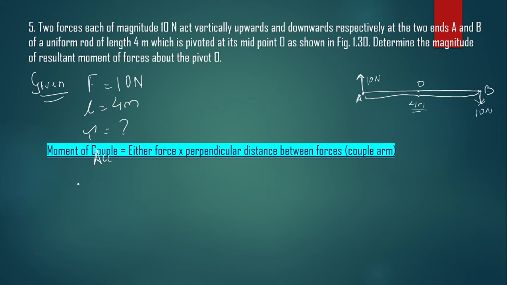So moment of couple or torque would be either force, that would be 10 Newton multiplied by perpendicular distance between the two forces, that is 4 meter. So the answer would be 40 Newton meter. Okay. Important point is that you need to mention that this formula, that is according to the moment of couple, either force into perpendicular distance between the two forces.